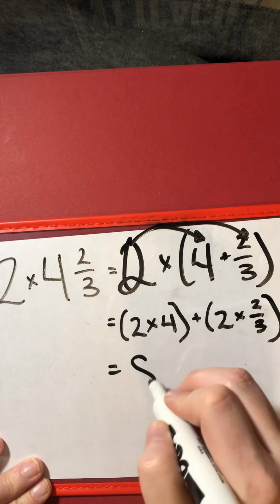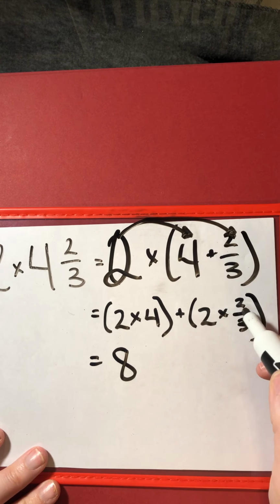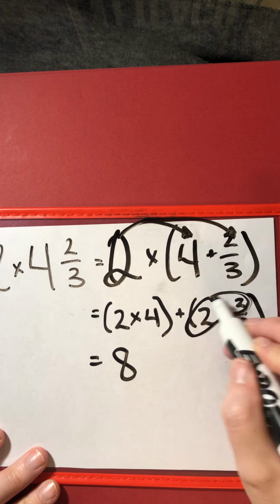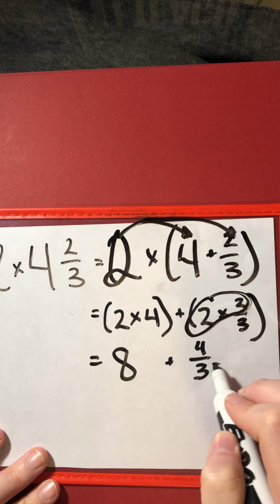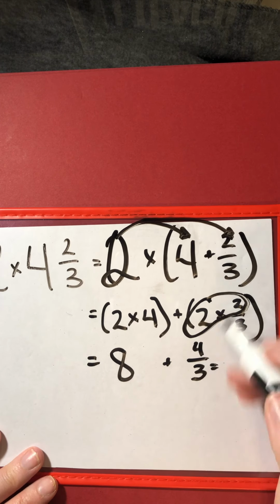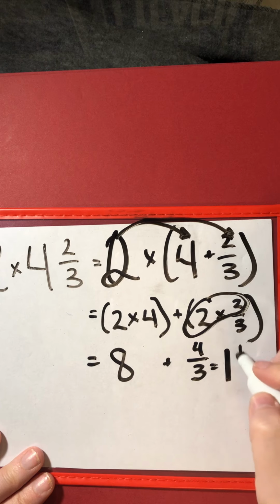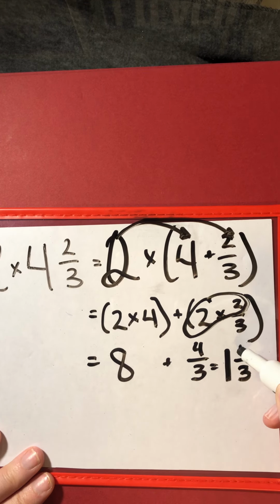2 times 4 is 8. Okay, then I have to multiply these. 2 times 2/3 I know is 4/3. I'm going to change this into a mixed number so it helps me. 4/3 turns into 1 and 1/3 because I know that 3 can go into 4 once with 1 left over.